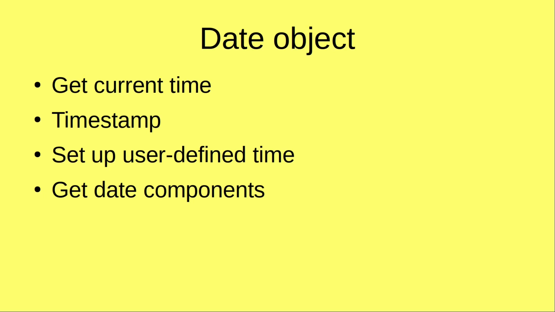In this video, I'm going to discuss the date object. I'm going to tell you the way to get the current time using the date object. I'm also going to set up the time using timestamps. And I'm also going to set up my user-defined time. And also, I'm going to get the date components from a given time value created by a date object.